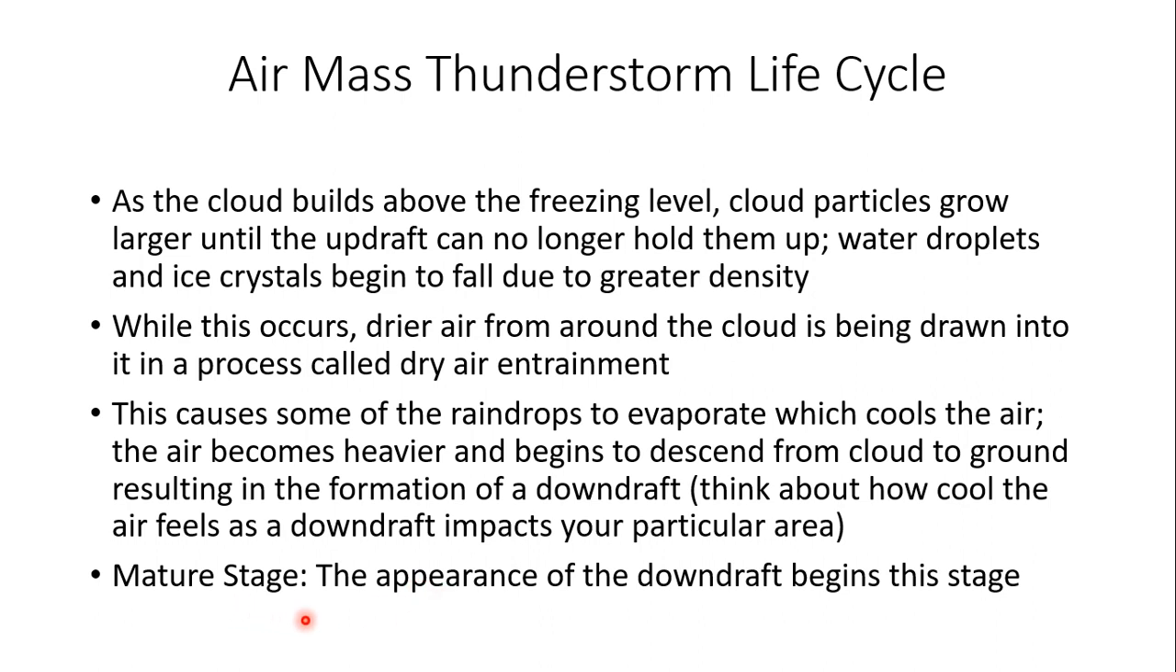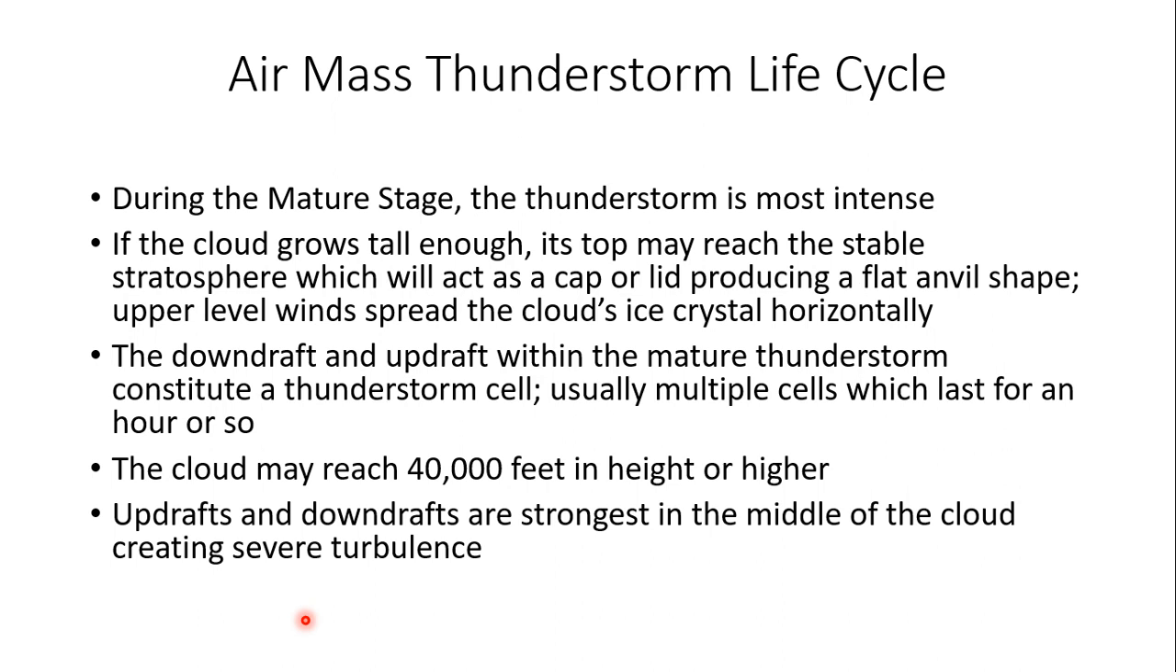In the mature stage, the appearance of the downdraft begins. Remember, the cumulus stage has strictly updrafts. The mature stage, I now have both updrafts and downdrafts. And during the mature stage is when that thunderstorm is most intense. If the cloud grows tall enough, its top may reach the stable stratosphere, which will act as a cap or lid, producing a flat anvil shape to the thunderstorm cloud. Upper level winds generally spread the cloud's ice crystals out horizontally.